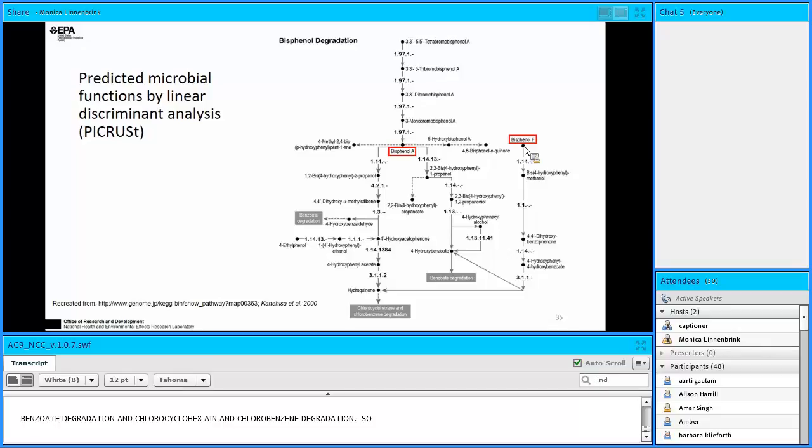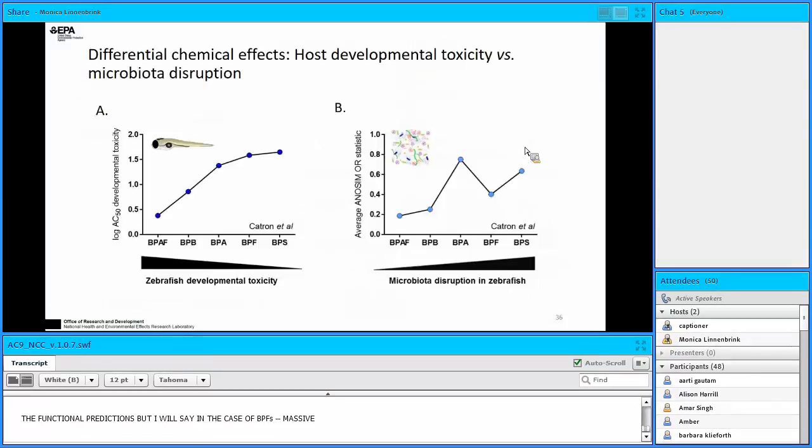And I won't show any more of the functional predictions, but I will just say in the case of BPS, it seems to select for microbes that have massive efflux pathways, so they're able to pump this compound back out.